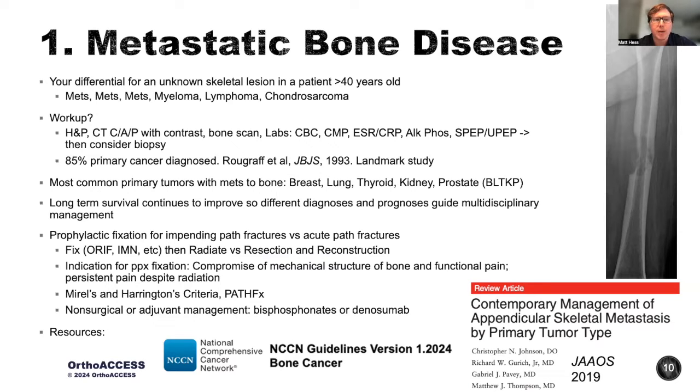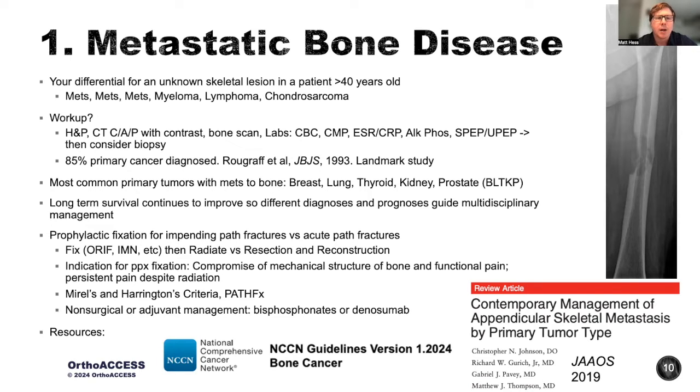How do you work up a patient like that? If this is the first time this patient's seen in clinic, they have no history of cancer, no known diagnosis, you're going to do an H&P, a CT chest abdomen pelvis with contrast, a bone scan, and some basic lab work with a focus on ruling out multiple myeloma with an SPEP or UPEP. Based on a landmark study published in 1993, we know that a lot of primary cancers will be diagnosed with this workup. If you don't have a diagnosis at that point, you can proceed with a needle biopsy of the lesion.